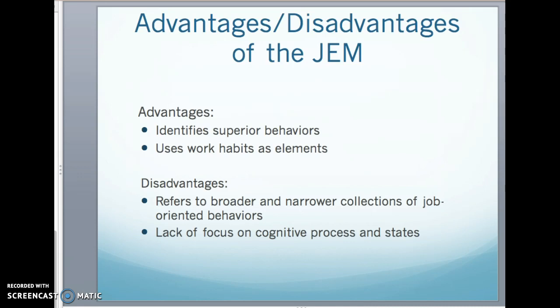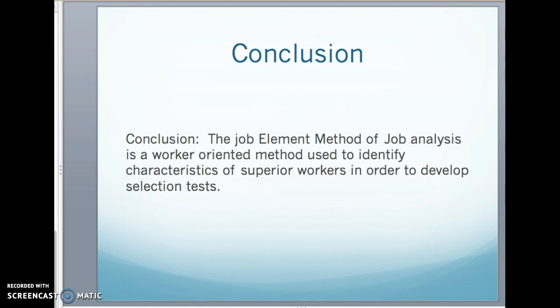So in conclusion, I've provided you with information on the job element method of analysis to include what it is, when it is used, and how to conduct a job element method of analysis. I've also provided some issues as well as advantages and disadvantages of the job element method. So the job element method of job analysis is a worker-oriented method used to identify characteristics of superior workers in order to develop selection tests for new applicants.